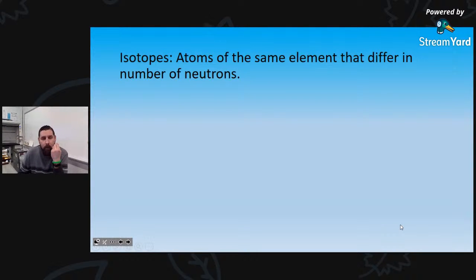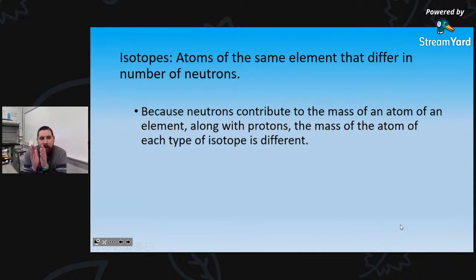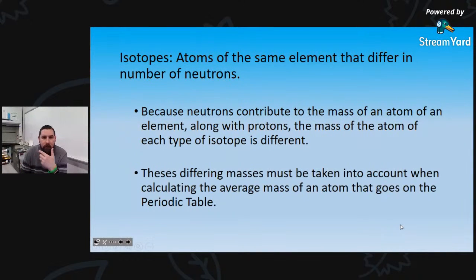When we're looking at isotopes and the fact that they differ in their number of neutrons, because those neutrons are going to contribute to the mass of that atom of an element along with those protons, the mass of the atom of each type of isotope is going to be slightly different. We don't record the individual masses of each isotope of an element on the periodic table. Instead, we report an average. And if we're going to report that average, then those differing masses of the isotopes must be taken into account when we calculate that average mass of an atom that ends up going on to a periodic table.